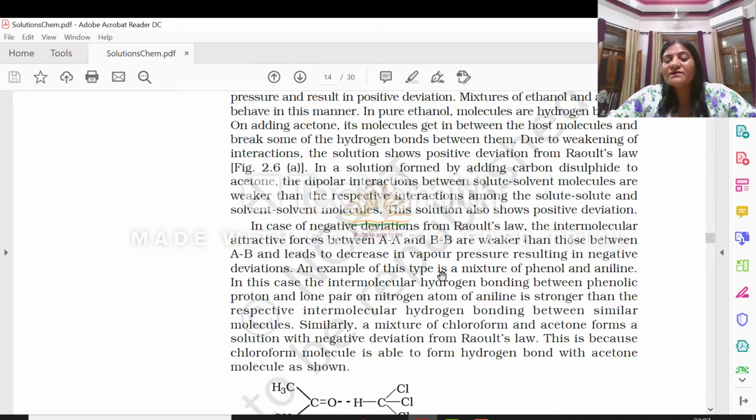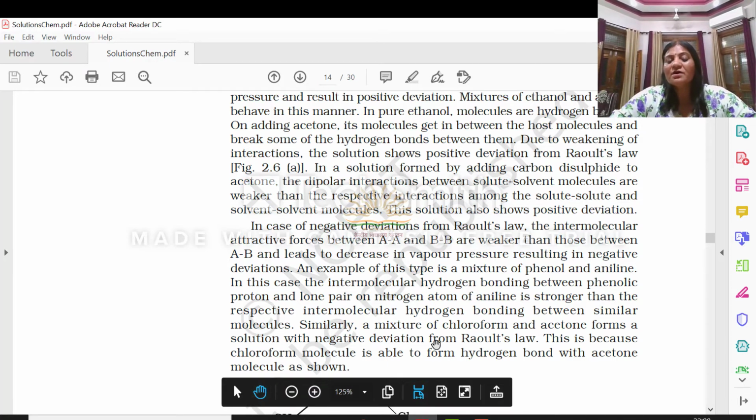An example of this type of mixture is phenol and aniline. A phenol and aniline mixture shows the negative deviation. In this case, the intermolecular hydrogen bonding between the phenolic proton and the lone pair on the nitrogen atom of aniline is stronger than the respective intermolecular hydrogen bonding between similar molecules.